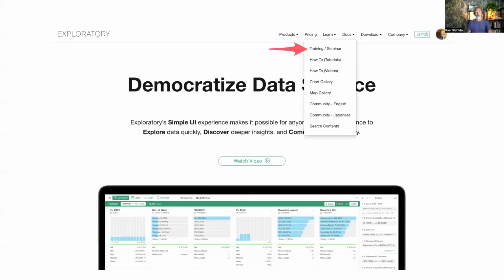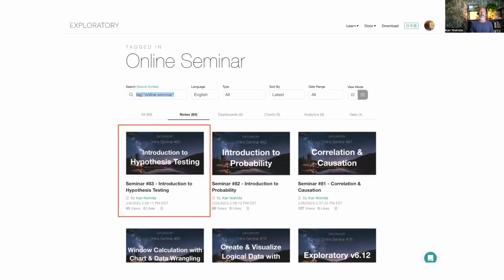Before getting started, I want to make sure you are familiar with hypothesis testing, because in this seminar I'm not going to go into the thinking framework: the null hypothesis, alternative hypothesis, p-value, and that type of jargon. I'm going to assume that you have learned it somewhere else or in past seminars. If you are not familiar with hypothesis testing in general, then I strongly recommend you go to our website, go to the training and seminar page under Learn, and you can see the Introduction to Hypothesis Testing.